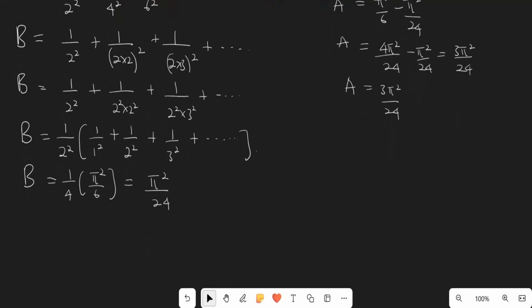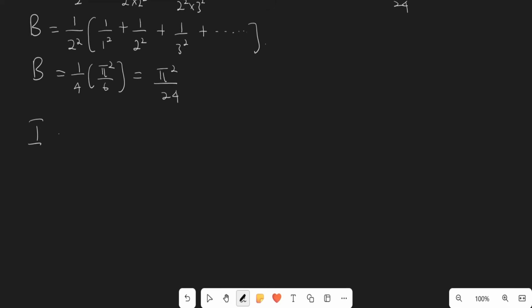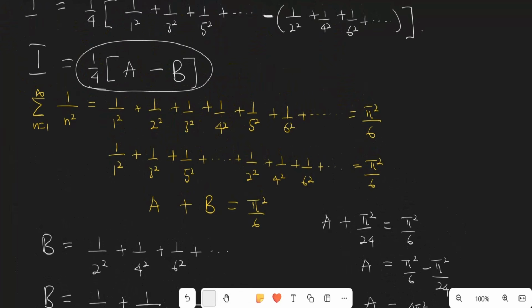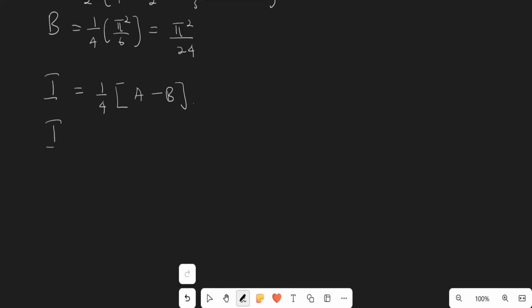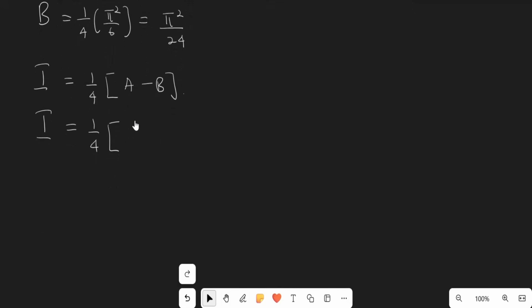Now that we have A and B, what they are summing to, we can now wrap up our integral. So our integral I, if you can recall, is equal to 1 over 4 into A minus B, correct? So when we go up here, our integral I is 1 over 4 multiplied by A minus B. We have found the sum of A and B, so we just plug them in and wrap up the video. As simple as that. So A is 3 pi squared over 24, and B is pi squared over 24 from here.